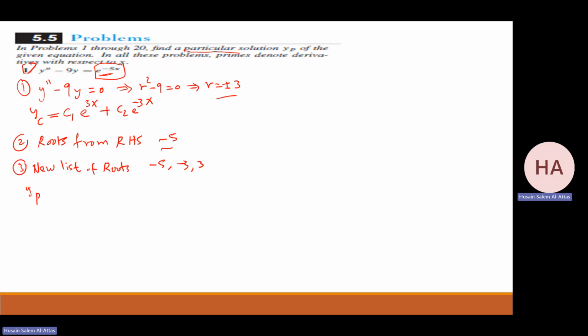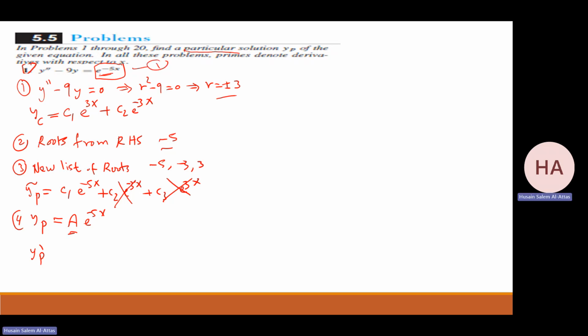And we'll find yp hat, which is c1 e to the minus 5x plus c2 e to the minus 3x plus c3 e to the 3x. Now we'll find yp by canceling yc. So this is canceled and this is canceled. So yp is a e to the minus 5x. Nice. I need to find a now. How to find a? I substitute it into one.